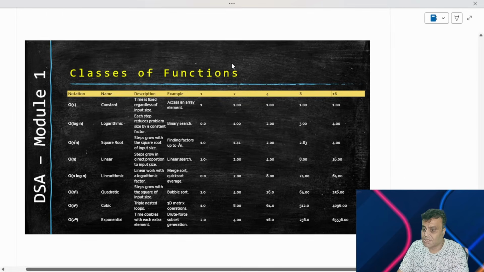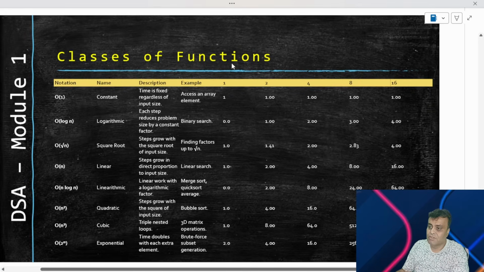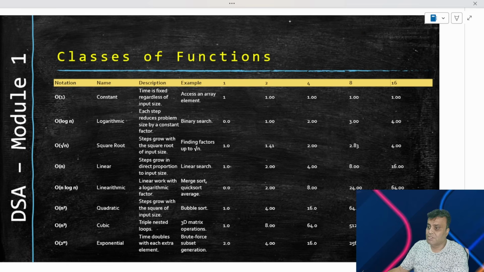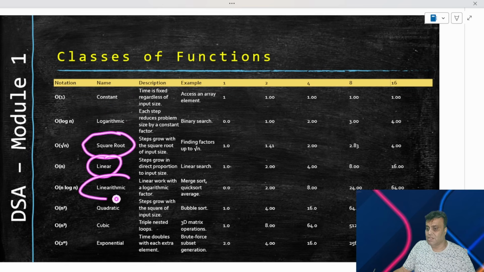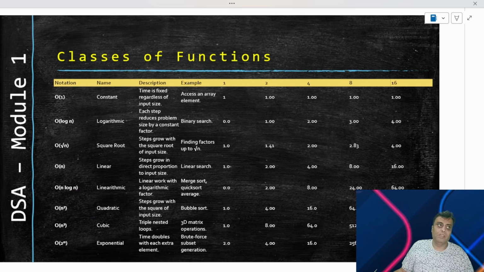And what we have discussed is these complexity classes. If you see on the screen, we have discussed our constant complexity class, logarithmic complexity class, square root, linear, linearithmic, which was n log n, quadratic, and cubic. Exponential we have not discussed. We will discuss it subsequently when we talk about the different kinds of sorting problems.